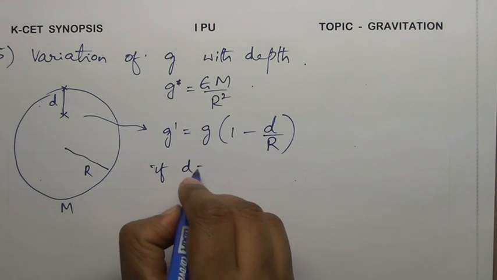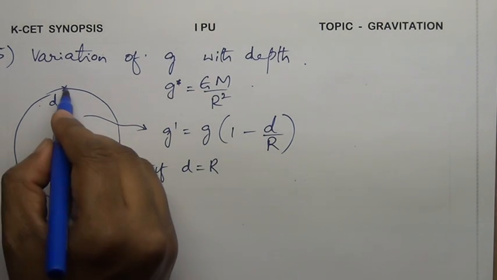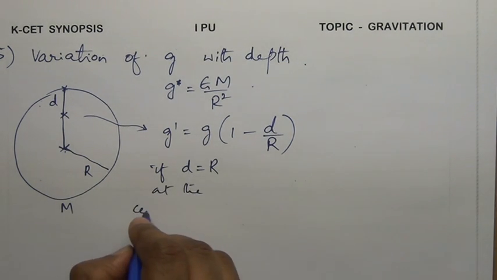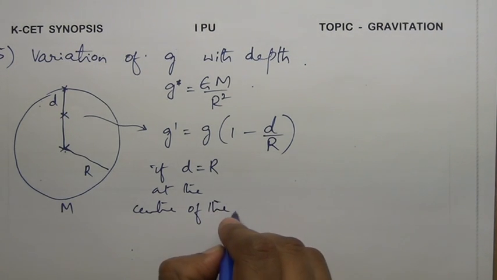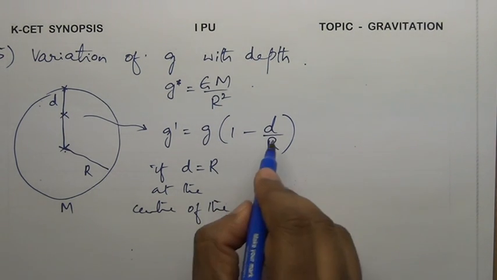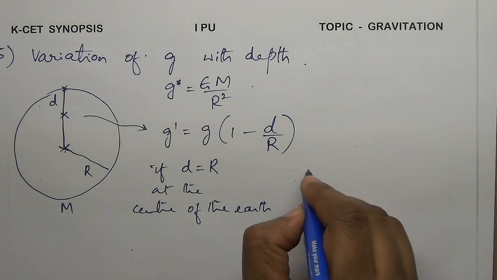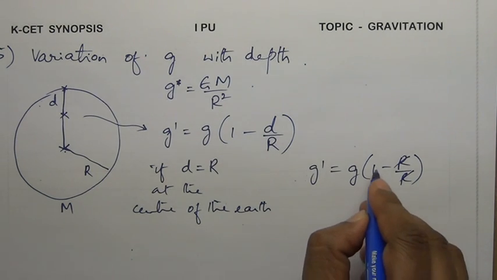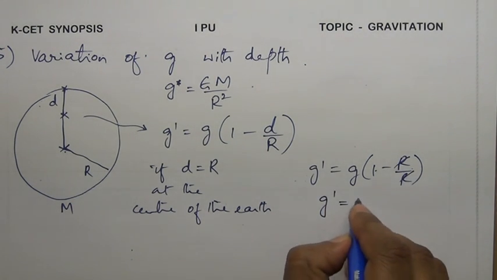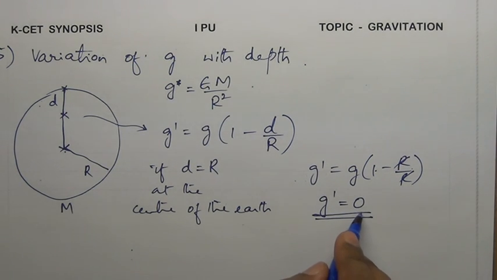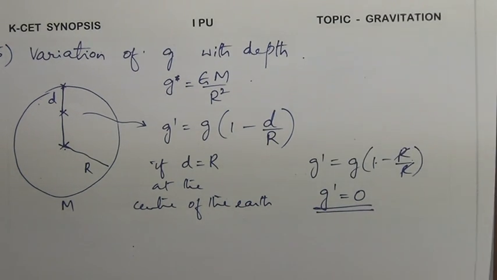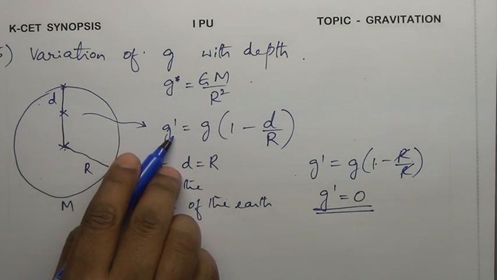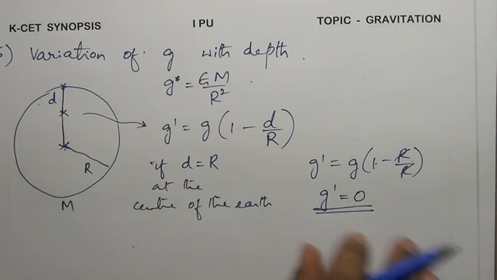If d equals R, what do you mean by d equals R? If depth equals R, it means at the center of the earth. Put d equals R, we get g prime equals g into (1 minus R by R). R cancels, 1 minus 1 is 0, therefore g prime equals 0. Acceleration due to gravity equals 0. So with the increase in depth, g decreases. With the increase in height, g decreases.